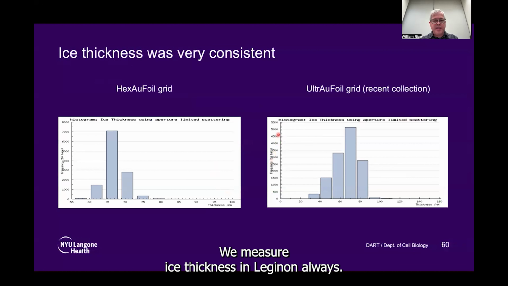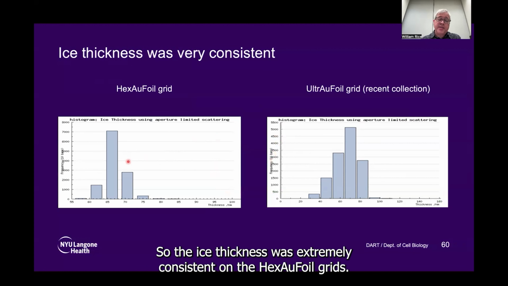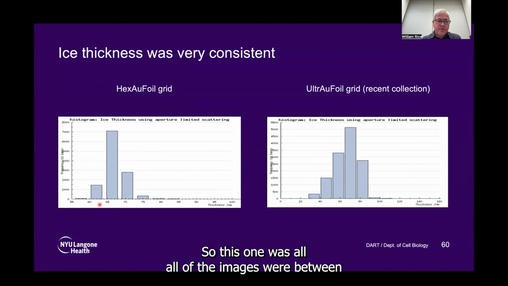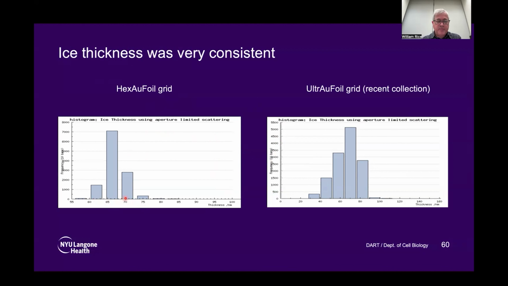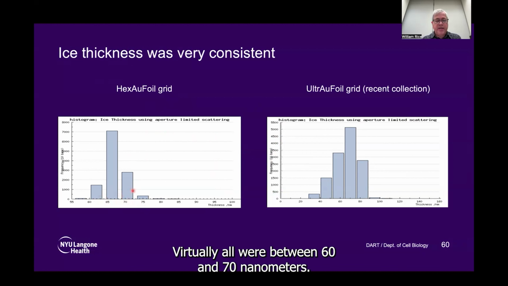We always measure ice thickness in Leginon. The ice thickness was extremely consistent on the HexAuFoil grids. Virtually all of the images were between 60 and 70 nanometers.